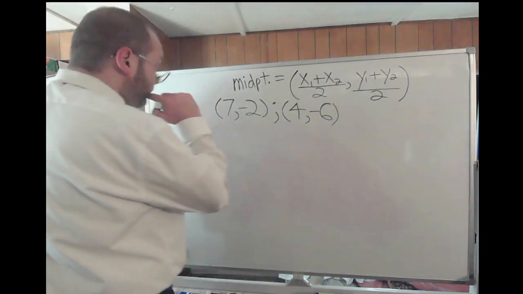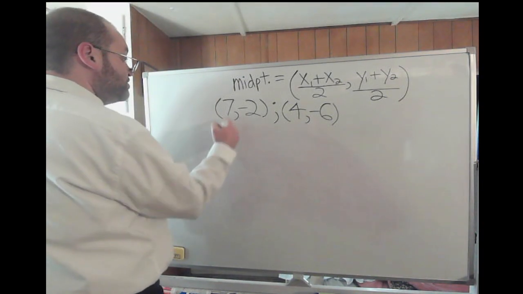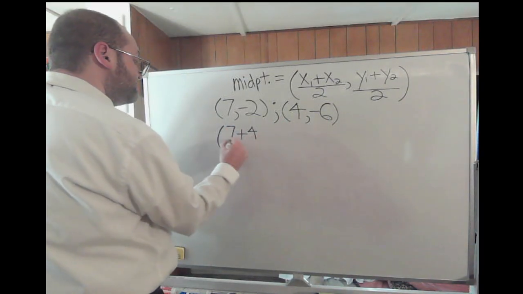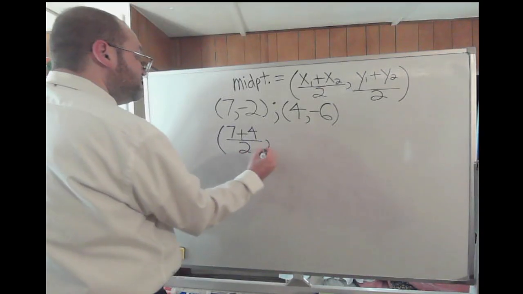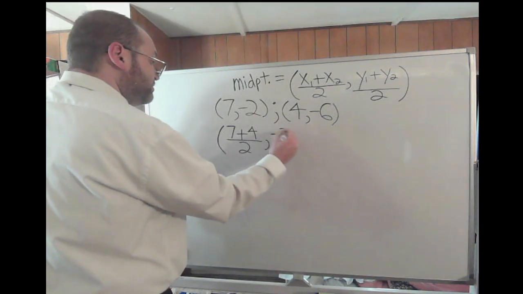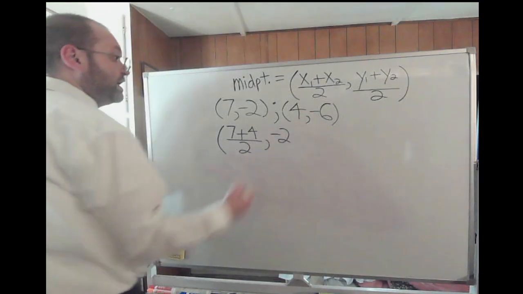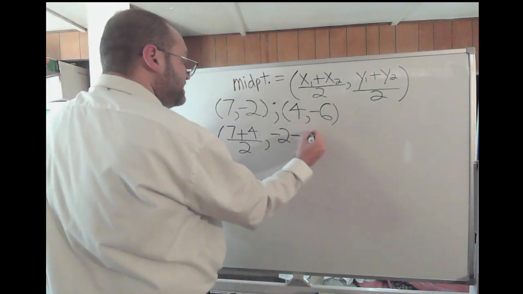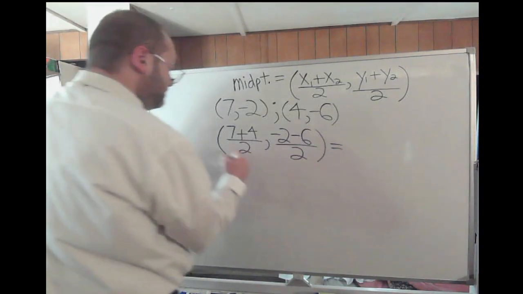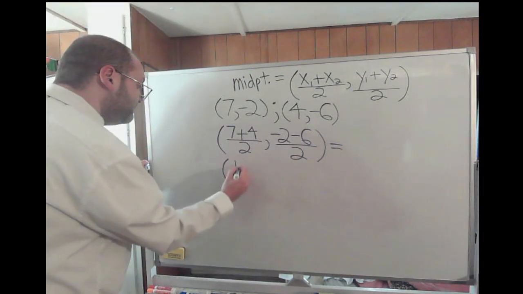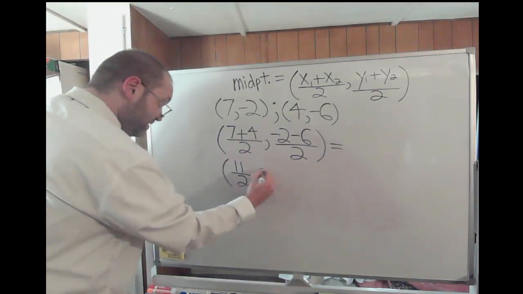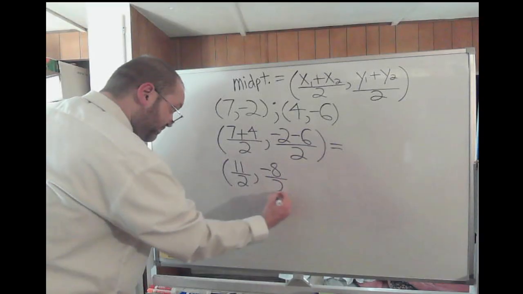So, again, take your first x-coordinate, which is 7, plus your second x-coordinate of 4. You're going to divide that by 2. Then you'll take your first y-coordinate of -2 plus your second y-coordinate of -6, which would turn into -2 minus 6 all over 2. Now, let's see, 7 plus 4, that's 11 over 2. And then -2 minus 6, that's -8 over 2.